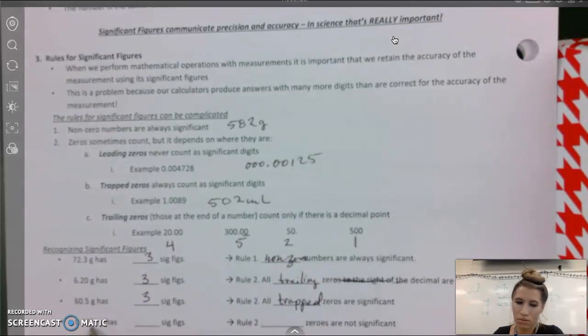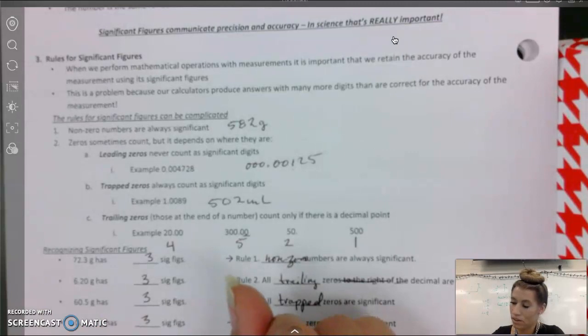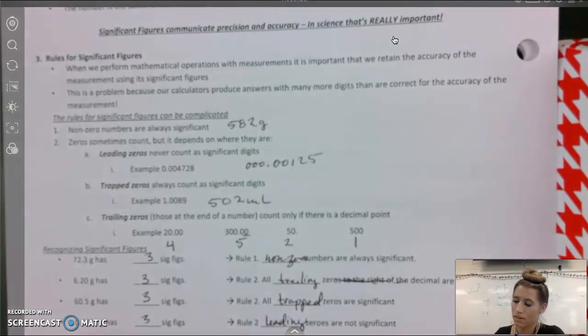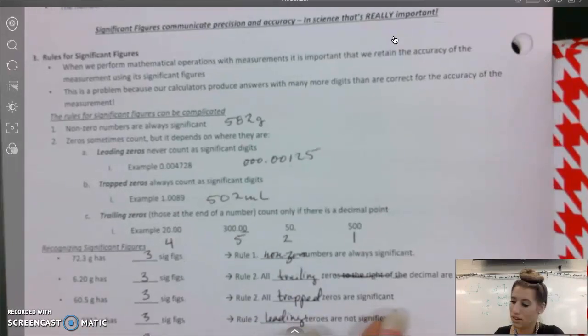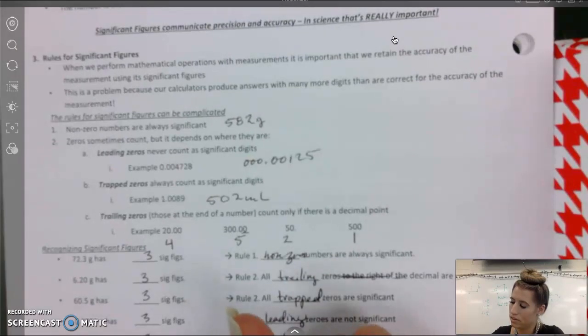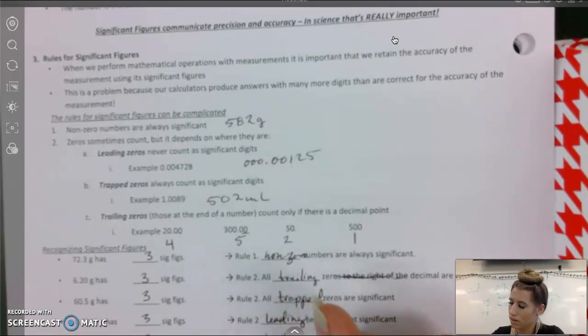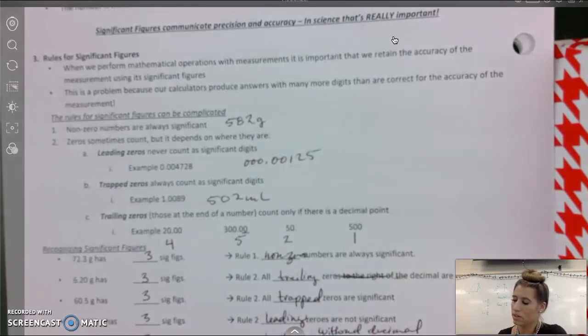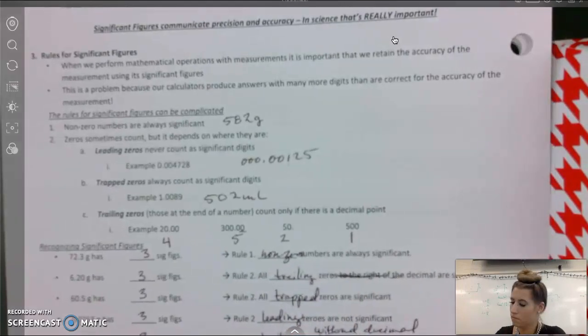Here we have 3 sig figs because leading zeros are never significant. And then here we have 3 sig figs again because trailing zeros without a decimal are not significant. All right, doing awesome. Let's keep going.